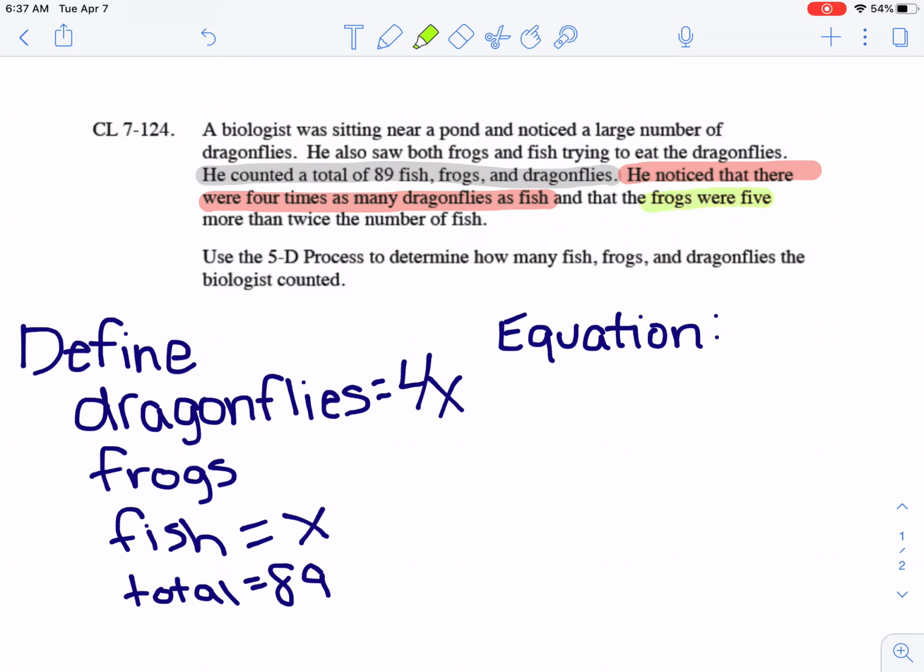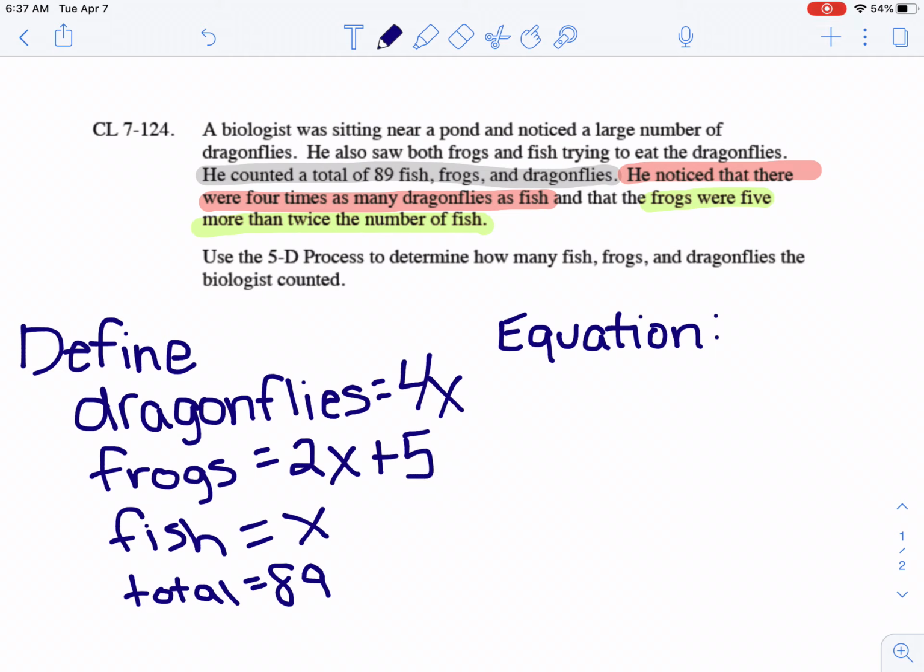And then frogs were 5 more than twice the number of fish. So frogs were 5 more than twice the number of fish. So twice the number of fish plus 5.